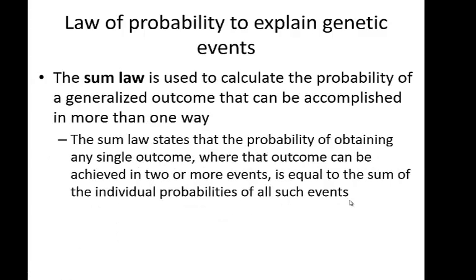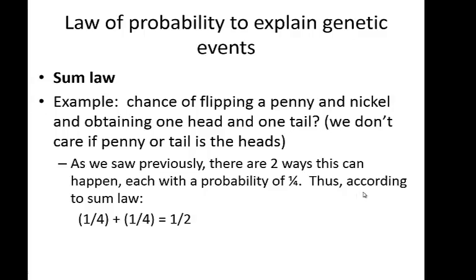So the sum law is used to calculate the probability of a generalized outcome that can be accomplished in more than one way. What it states is that the probability of obtaining any single outcome, where that outcome can be achieved in 2 or more different ways or events, is equal to the sum of the individual probabilities of all such events. So that's a little bit wordy. Let's go through some examples.